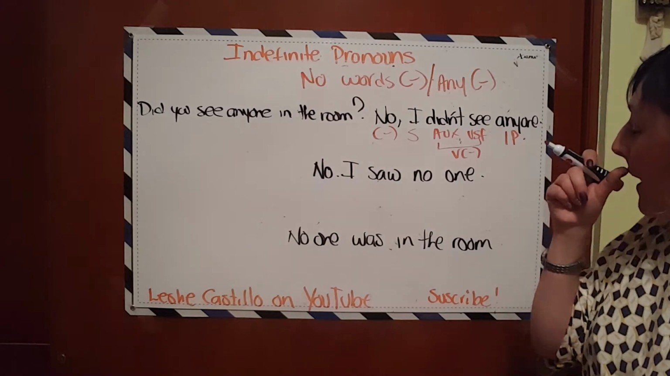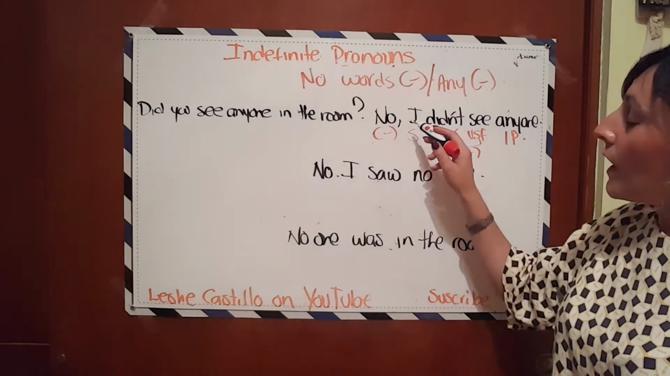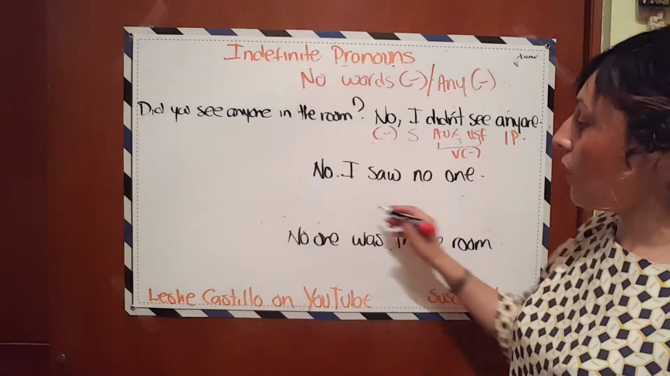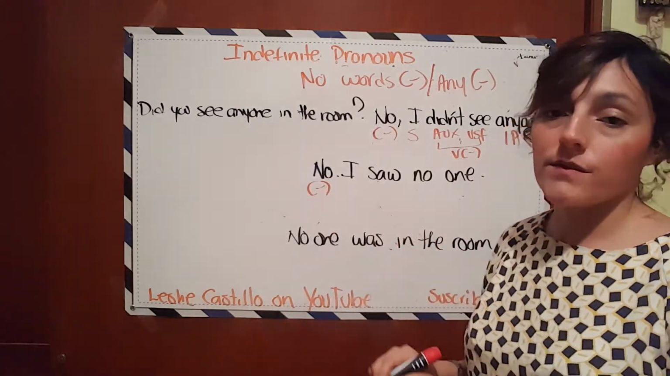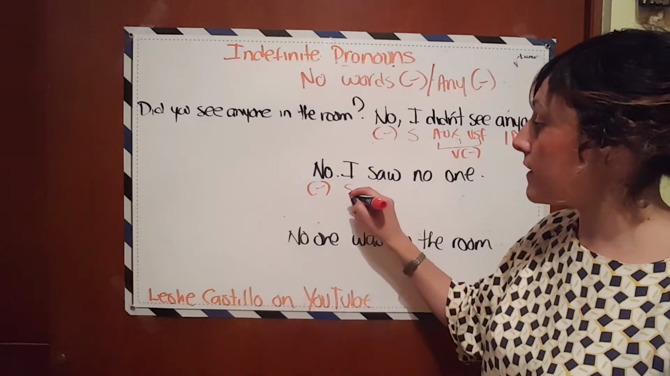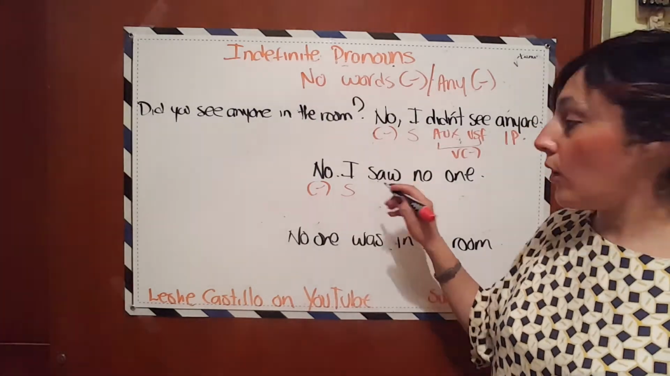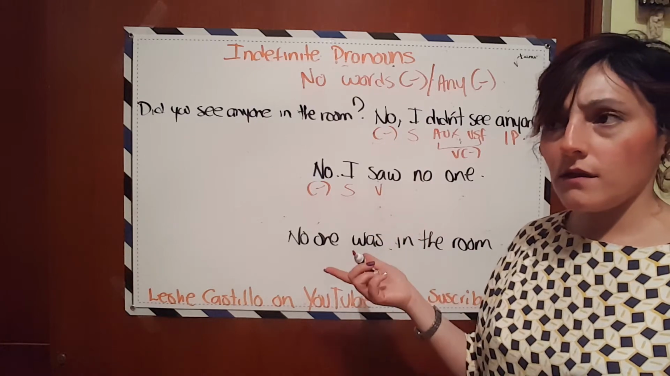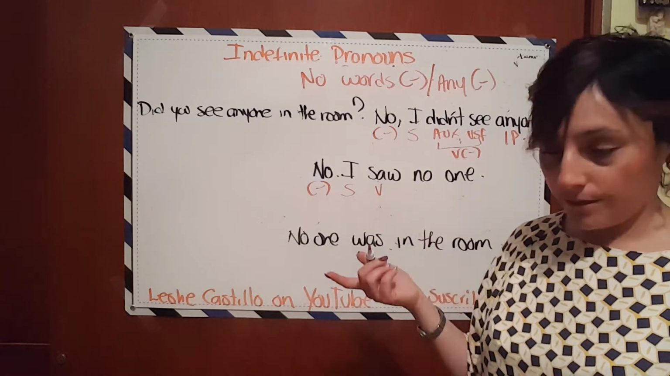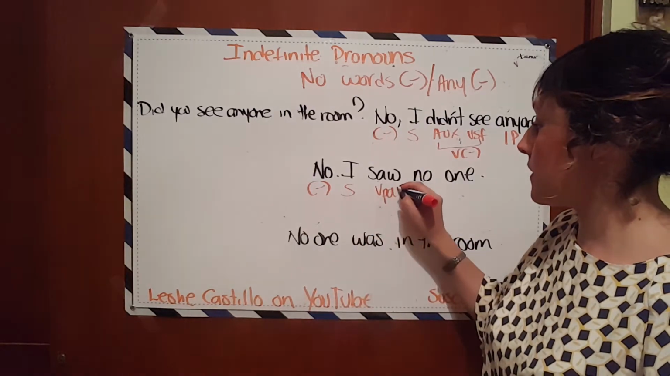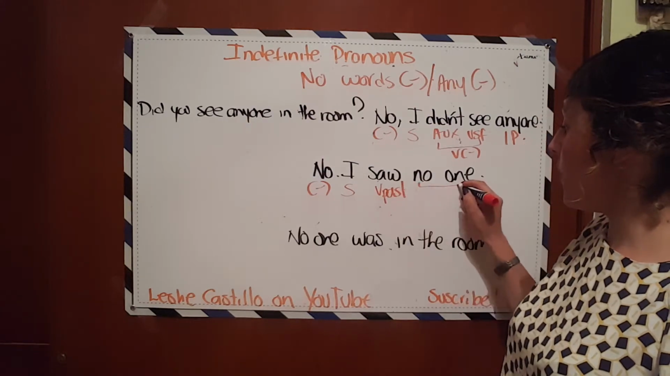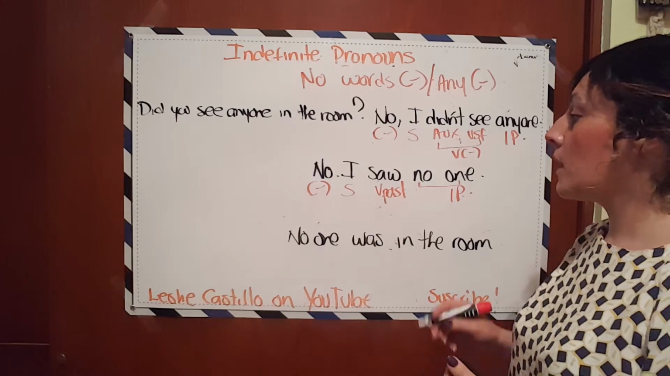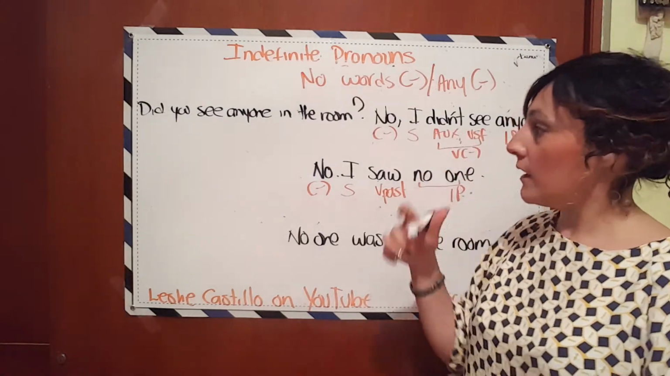Then, I have another answer. I say, no, I saw no one. So once again, no is my negative answer. I is my subject. Saw is my verb. In this case, saw is the present or the past? Right, it is the past. And then no one is my indefinite pronoun. Yes? So let's stop here.